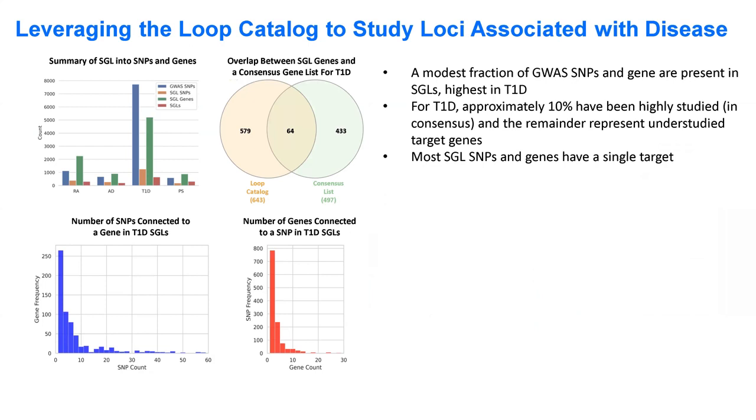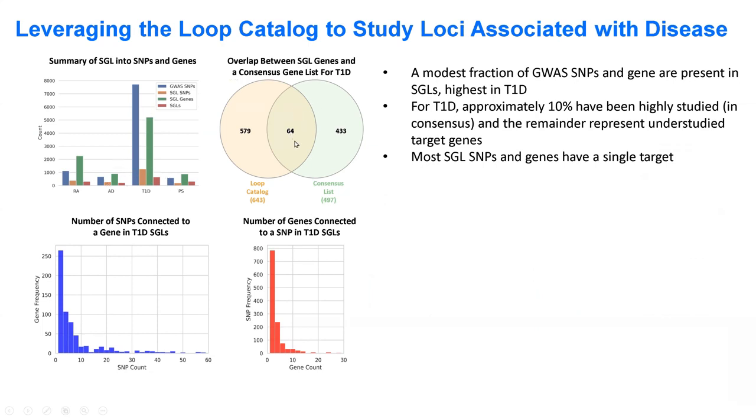To get a further idea of what we actually found with these SGLs, we did a summary to find out how well we actually prioritize the GWAS SNPs, and we can see here on the top left that we start with a significant amount of SNPs and reduce them quite a lot, and that's the same across all these diseases. We found a variety of genes. And we wanted to delve into T1D.